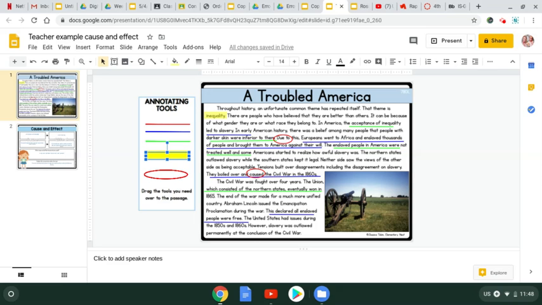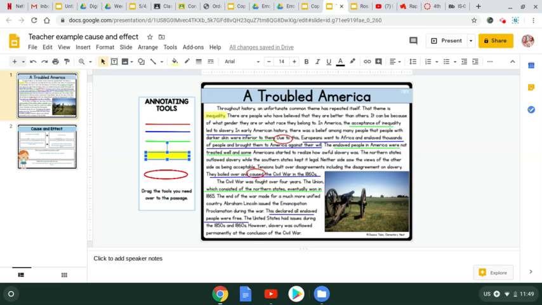Neither side saw the views of the other side as being acceptable. Tensions built over disagreements, including the disagreement on slavery. They boiled over and caused the Civil War in the 1860s. The Civil War was fought over 4 years. The Union, which consisted of the northern states, eventually won in 1865. The end of the war made for a much more unified country.